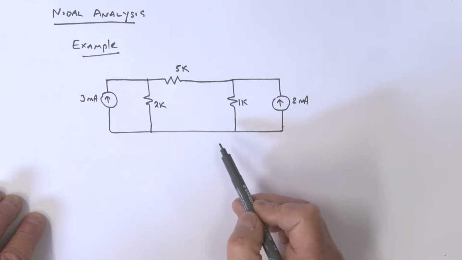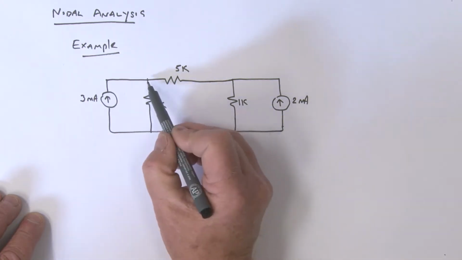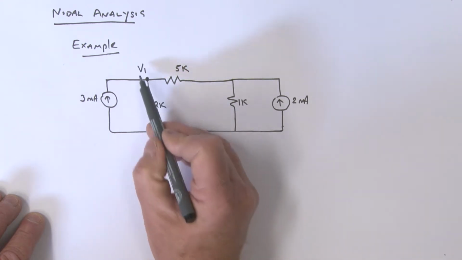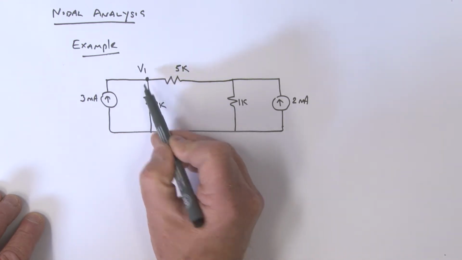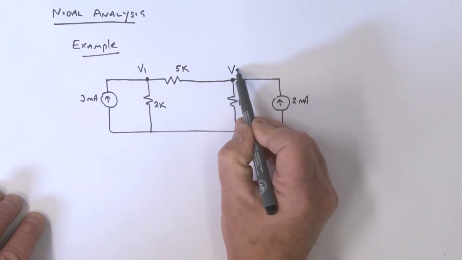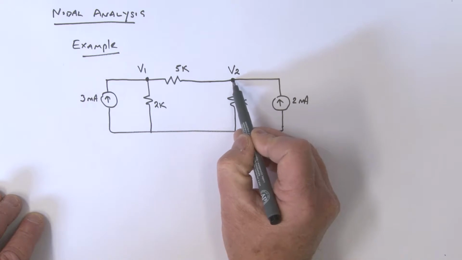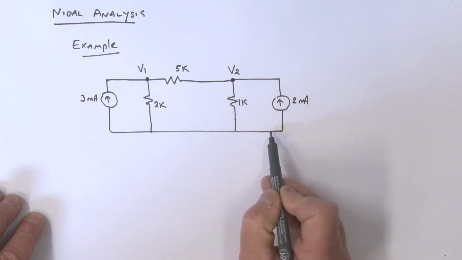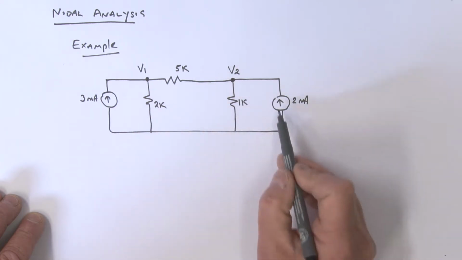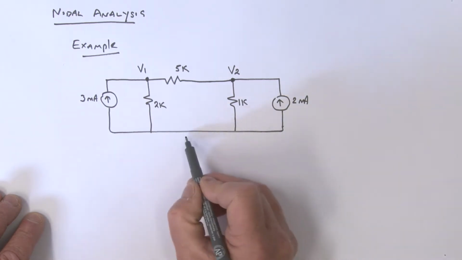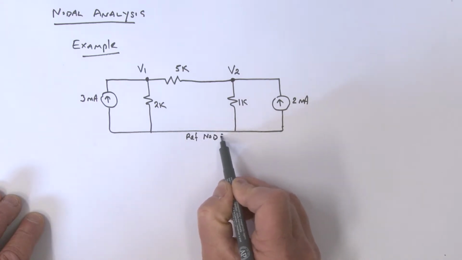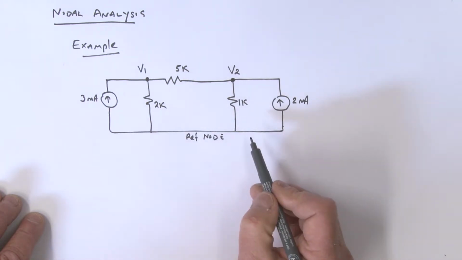So I'm really saying there are 3 nodes here. I've got this node right here, which I'm going to call the V1 node. That's the voltage at node 1. There's another node here, node 2, and I'm going to call that the V2 node. That's the voltage at node 2. And the 3rd node has the most branches coming to it, so I'm going to call this my reference node, which is 0 volts. So that's the circuit we're dealing with.